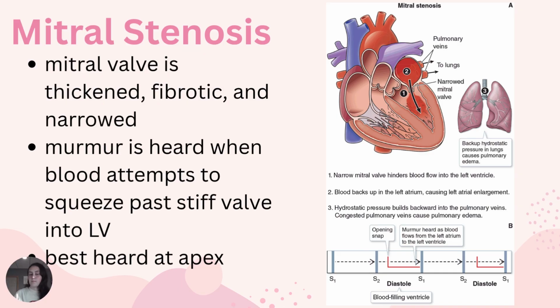And then eventually it's going to back up into your pulmonary veins. It's going to cause pulmonary edema, fluid accumulates around your alveoli, and you're going to have impaired perfusion and gas exchange. It also causes left atrium enlargement because the left atrium, right here, if you can see my mouse, has to work that much harder to pump the blood through the mitral valve.